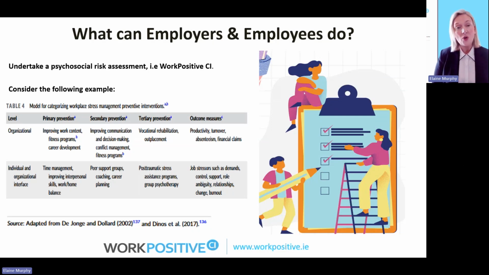The individual and the organisation working together on their own skills within the job. So then we move to that secondary prevention, which is looking at perhaps treatment or early intervention following exposure. So if you had a difficult or stress-related environment, very much then improving that communication, that decision making, or having that conflict management process. So again, those secondary preventions, there could be peer support groups, coaching, career mentoring, career planning.